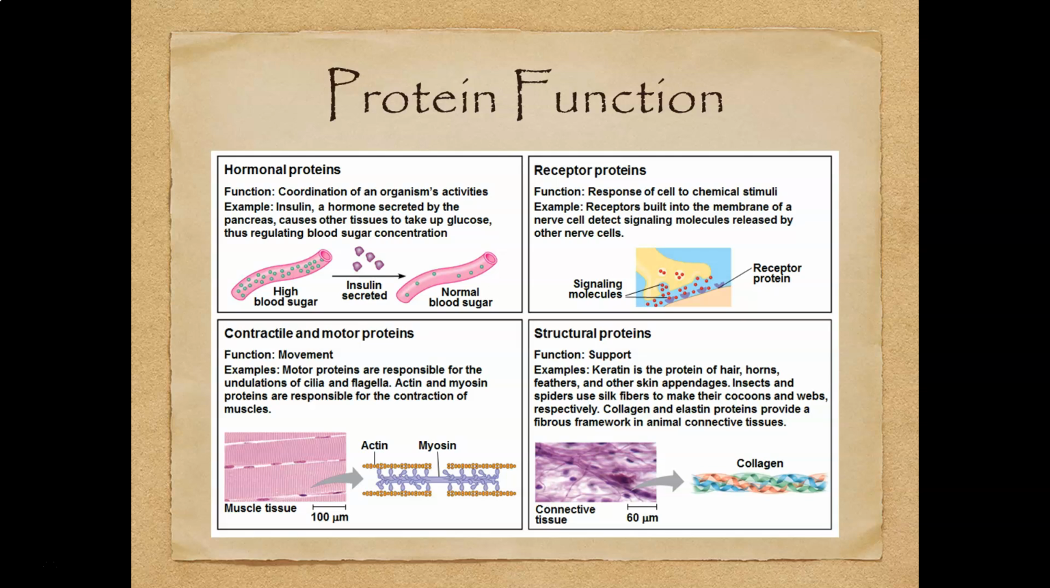And then just general structural protein. So support things like the keratin in your hair, in your nails, other silk fibers from spiders, and all of that, collagen, elastin, all of that is connective proteins to help strengthen your tissues.